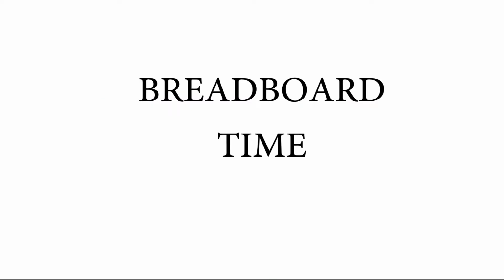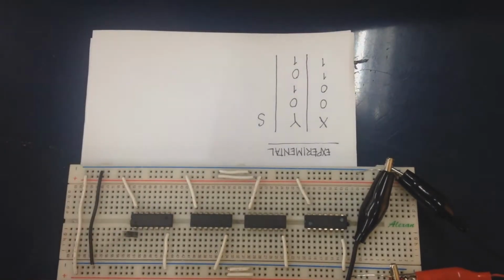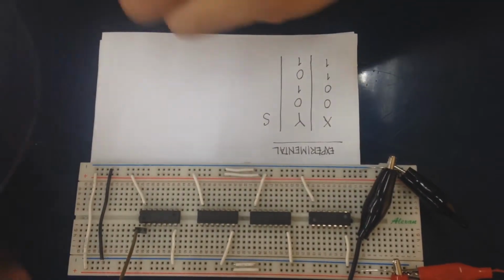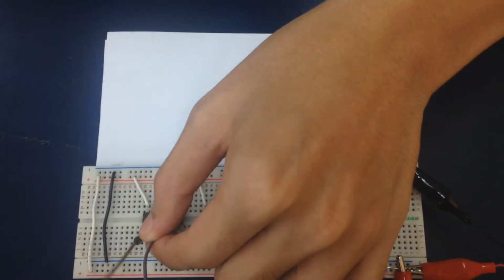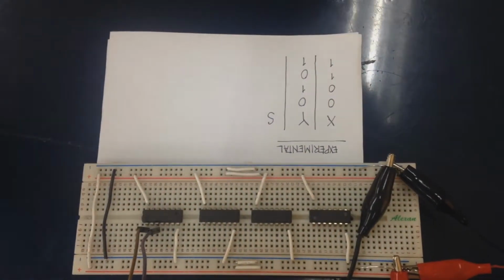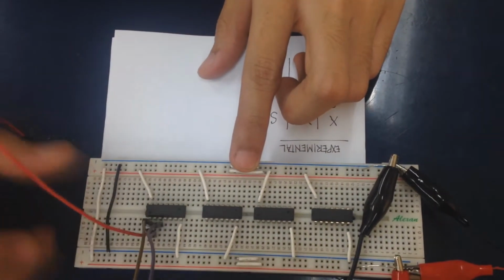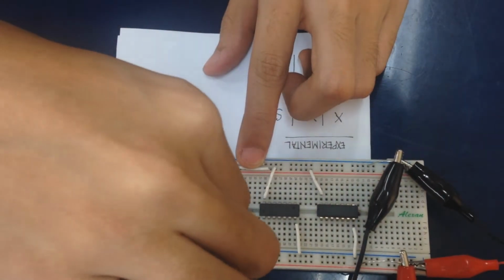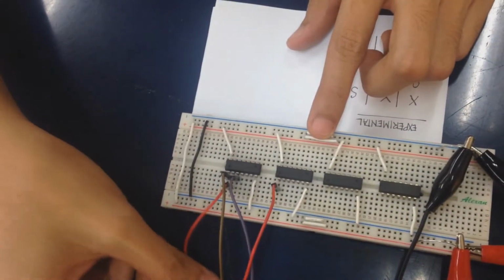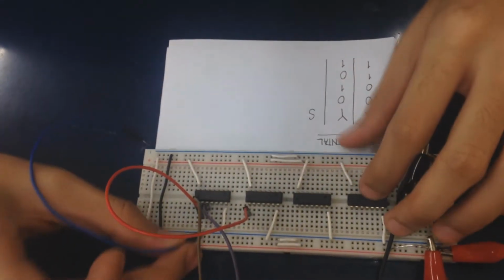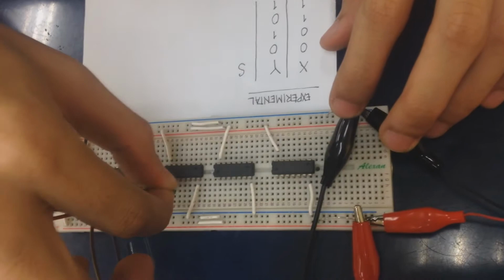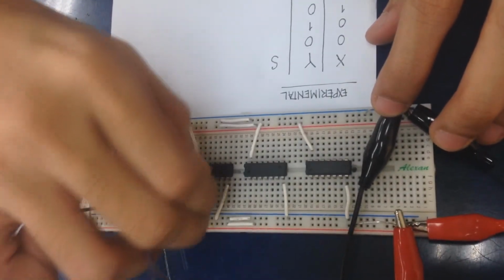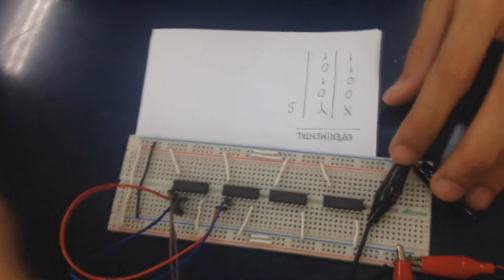Now, it's time we do it on a breadboard. We first connect our inputs X and Y to pins number 1 and 3 respectively of the inverter IC. Next, we connect pin number 2 of the inverter to pin number 1 of the OR gate. Then, connect pin number 3 to the second pin of the OR gate to get the first expression X bar plus Y at pin number 3 of the OR gate.